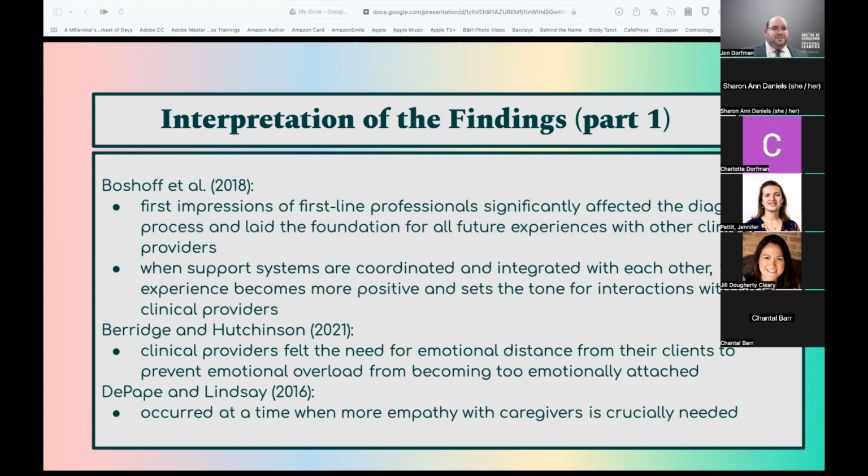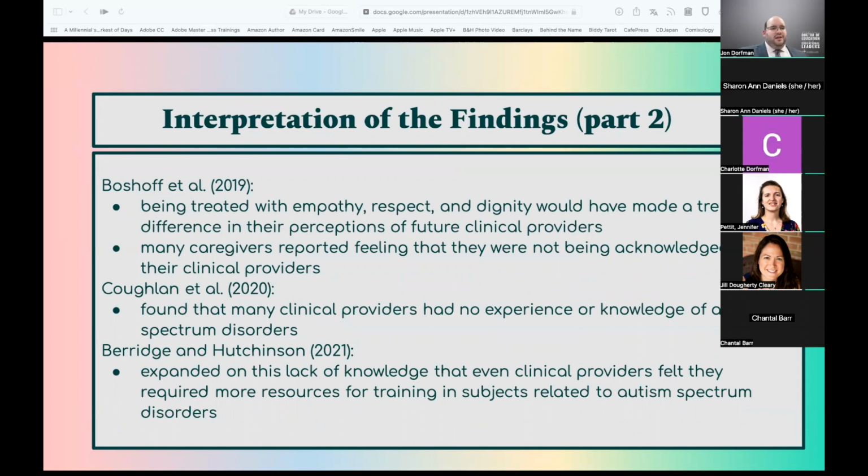Barrage and Hutchinson tell us that clinical providers feel the need for emotional distance from their clients to prevent emotional overload from becoming too emotionally attached. DePape and Lindsay tell us that this is occurring at a time when more empathy with caregivers is crucially needed. To follow up on this, Boshoff again, the following year, says that being treated with empathy, respect, and dignity would have made a tremendous difference in their caregiver perceptions of future clinical providers. Many caregivers reported feeling that they were not being acknowledged by their clinical providers. So that's a problem.